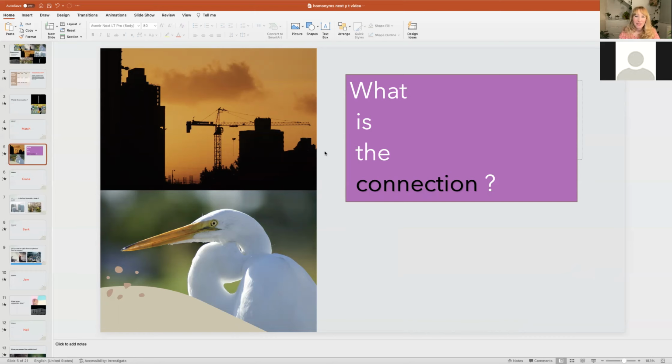So again, we have two pictures here, very different pictures. We have a bird and we have some building equipment. Can you work out what is the connection here?